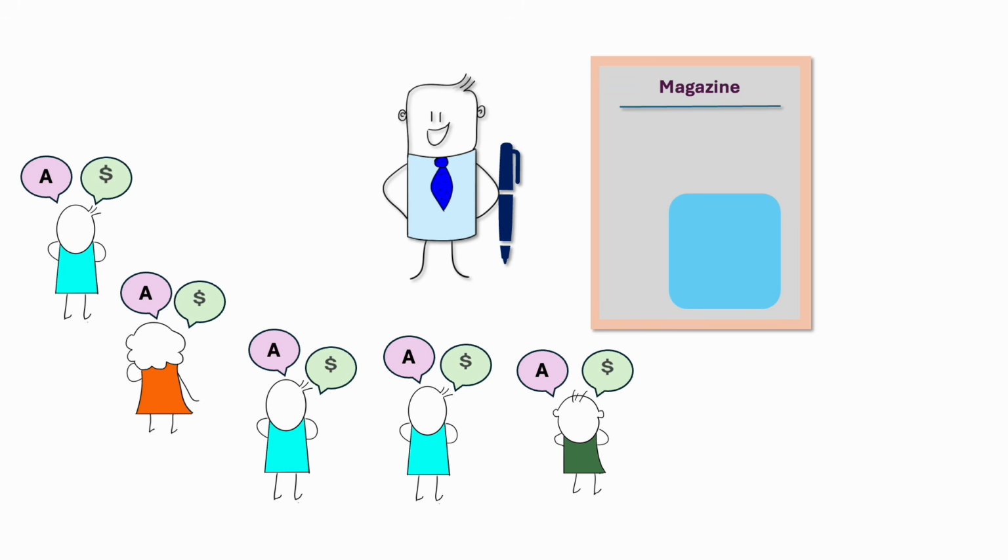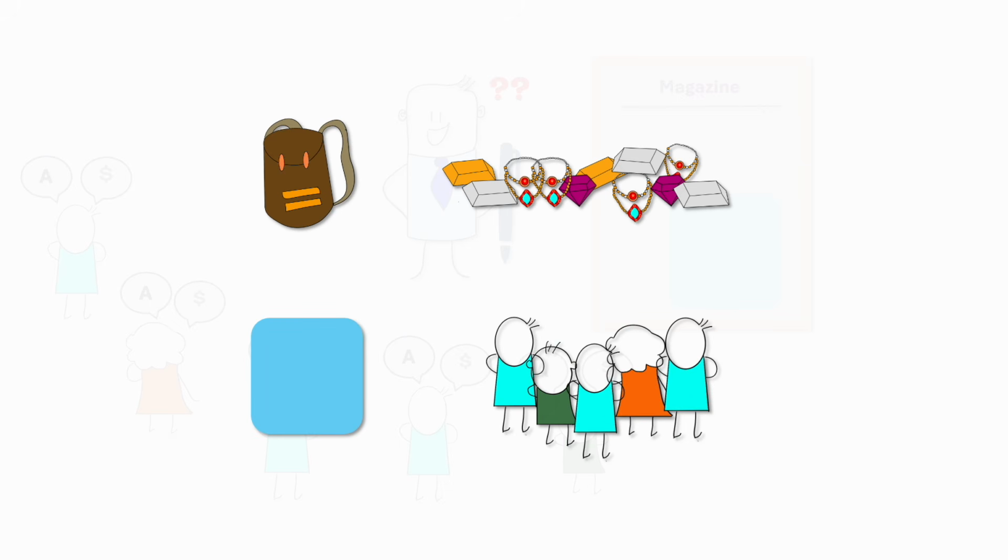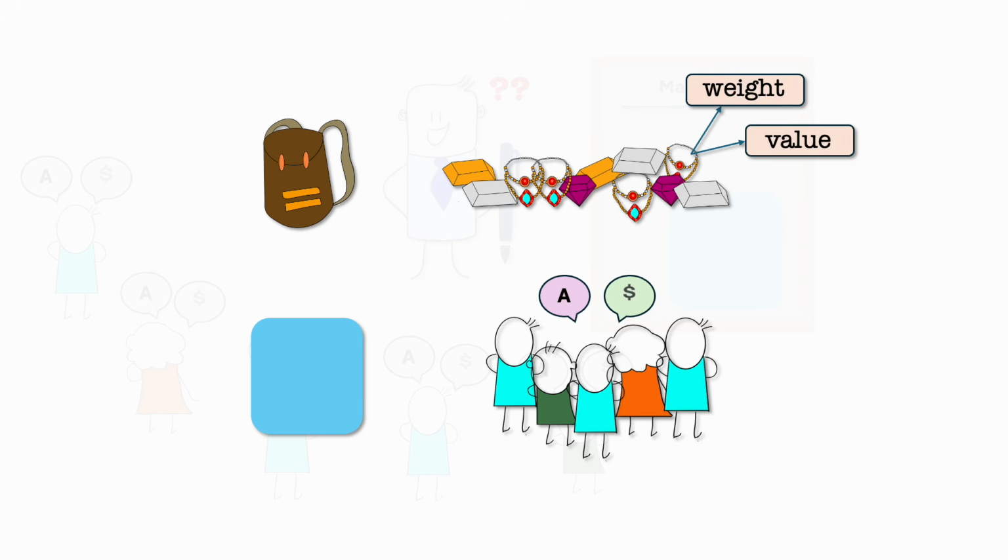As the editor, you must decide which ads you should include to make the maximum revenue without exceeding the available space. This is exactly a zero one knapsack problem. Here, ad space is the knapsack capacity, each ad is an item. Space it takes is the weight, and the payment is the value. You either take an ad or leave it.